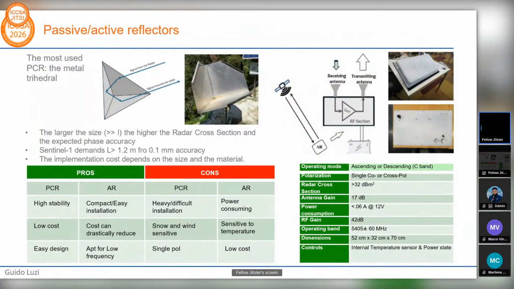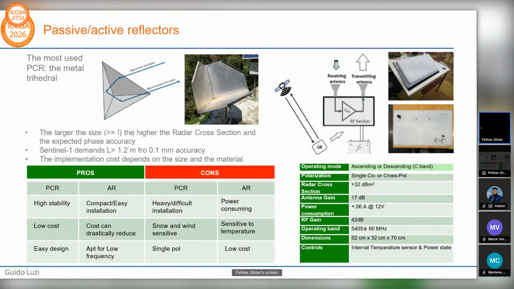And there are two approaches. Well, the first, which is classical, is to put a passive reflector. A passive reflector is simply a target, a metal structure with a geometry which is very bright, like a prism in optical view. Its main advantage is that it's very stable, basically low cost, depending on the wavelength, and easy to design. But we have to consider that, according to the wavelength of the radar signal, the size of this passive reflector can increase a lot.